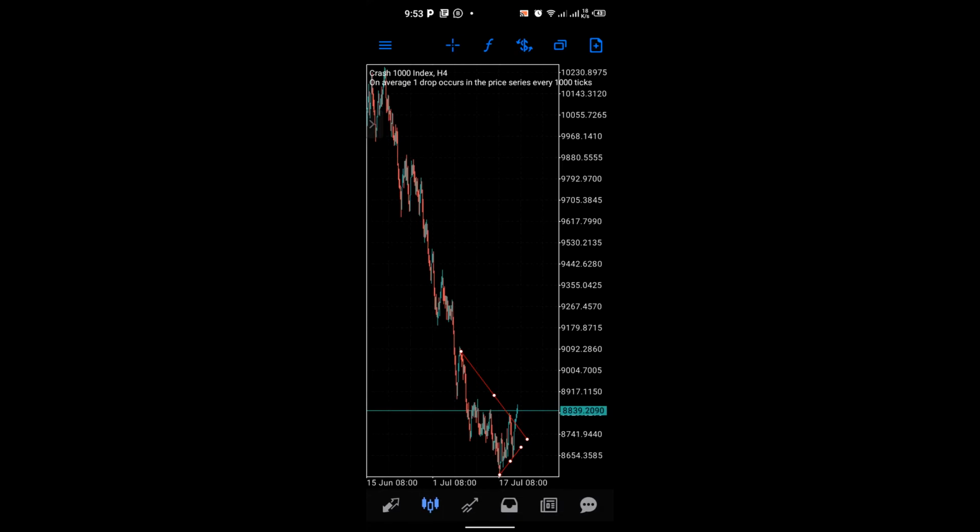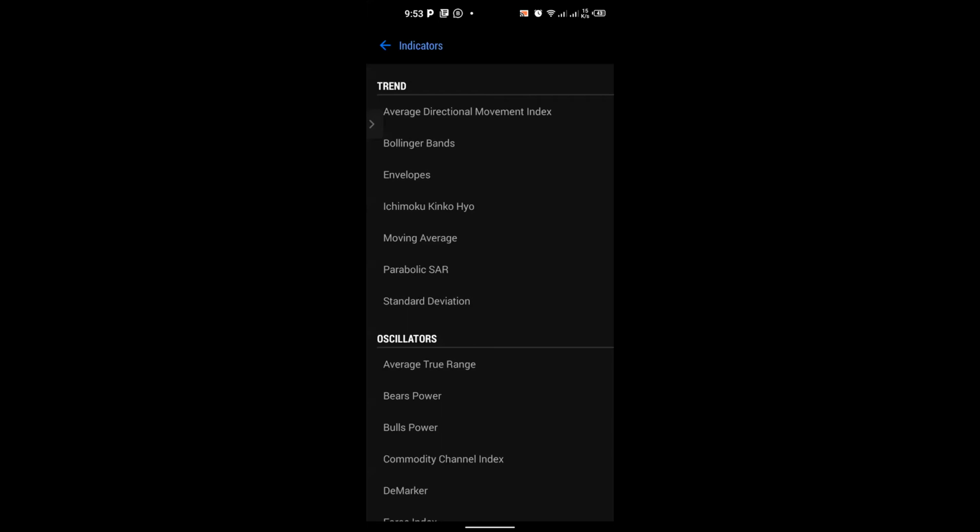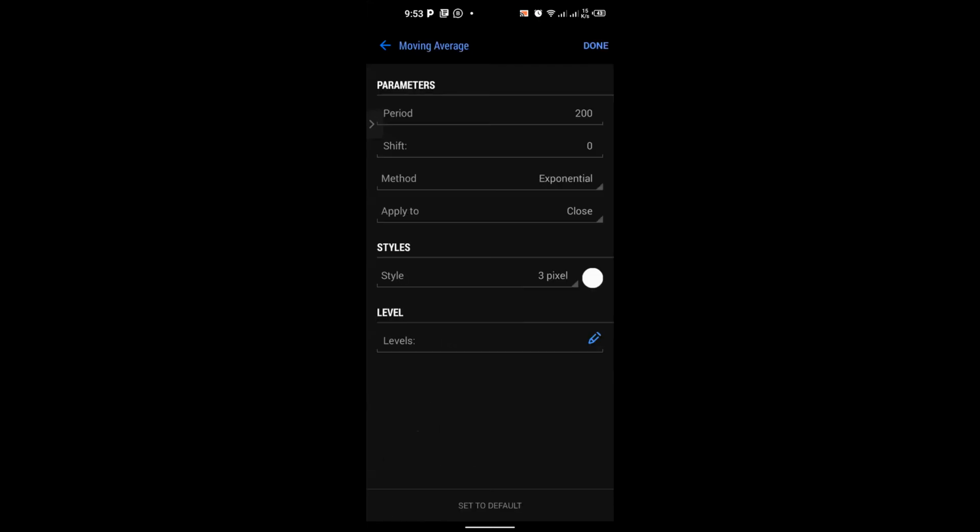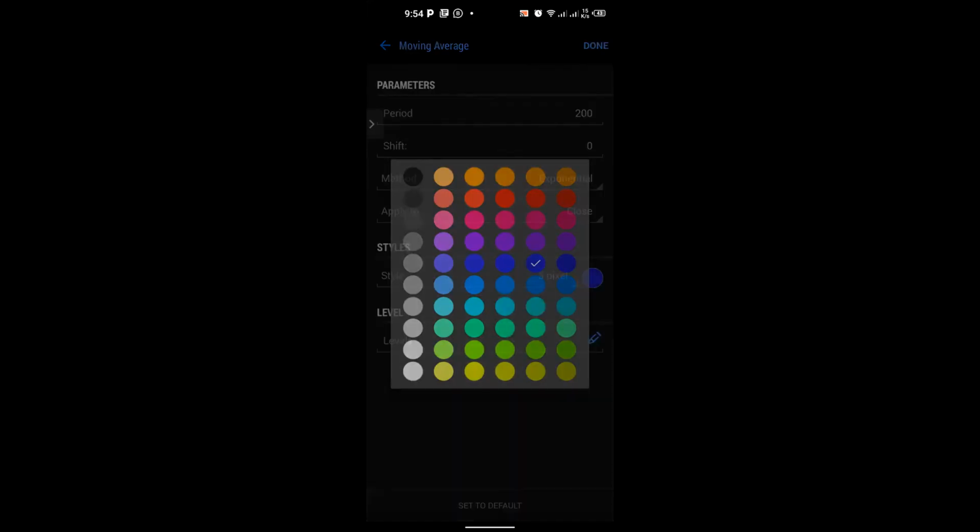Okay. We go to F. Then we select moving average. Period 200 exponential, then the pencil should be at least 3 or 4. Okay. And the color, make it blue. Okay. Then we go to done.